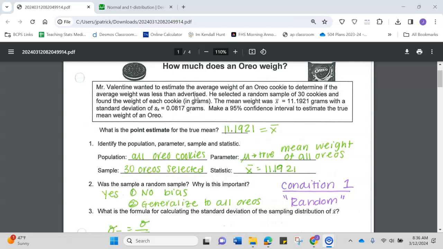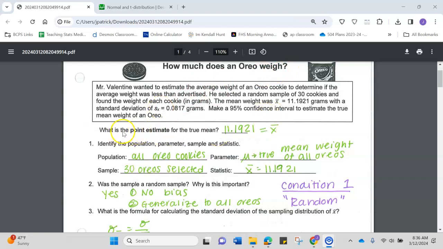But today, like I said, we're going back to confidence intervals. So instead of running a significance test, we're just going to create a confidence interval for plausible weights of these Oreo cookies, and we'll see if 11.3 is contained in there. So this is what your paper should look like so far.